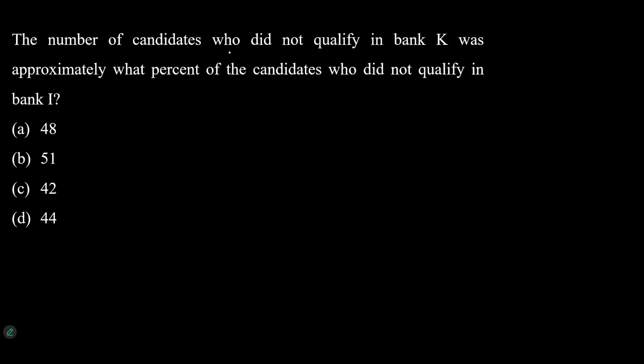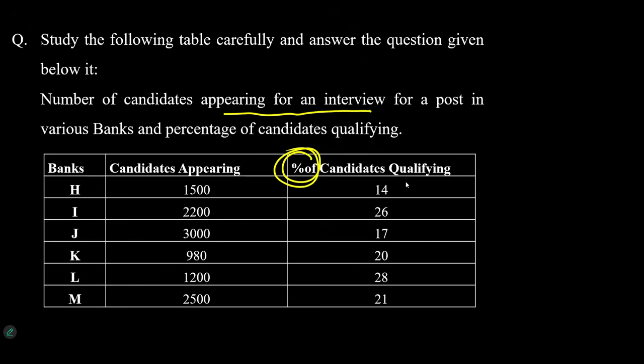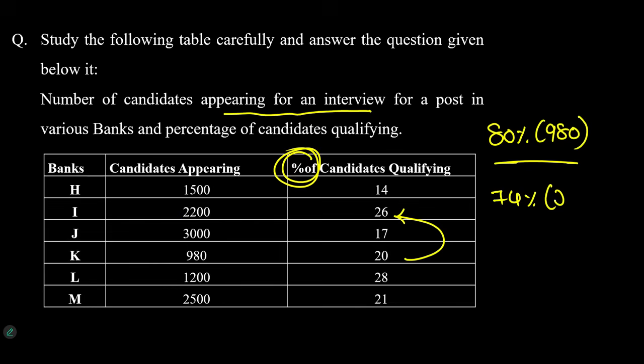Now, who did not qualify? Not qualified from K with respect to not qualified from I, that percentage is required. My dear friend, listen. K qualified is 20, so not qualified is 80. So 80% of 980 divided by 26 are qualified from I, not qualified is 74%. So 74% of 22,000 into 100. Now if you see, the percentage cancels, it's 40, this is 37. These two zeros are out. This is 211 times 490.